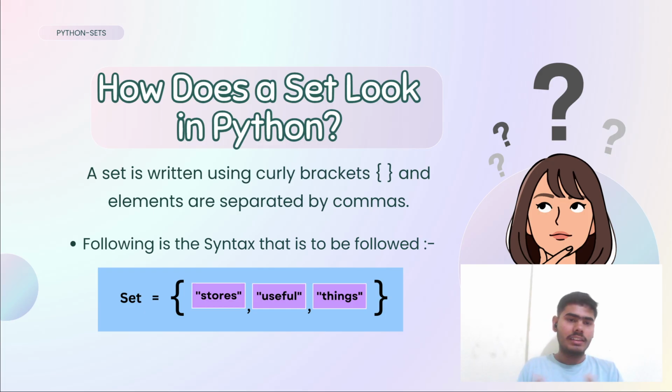Like list, tuple, and dictionary, which each have a proper syntax, set also has. A set is written using curly brackets and elements are separated by commas. Following is the syntax. It is simply curly brackets separating elements by comma. The example is given here. Set equals to curly brackets. There are three elements stored and separated by using comma.